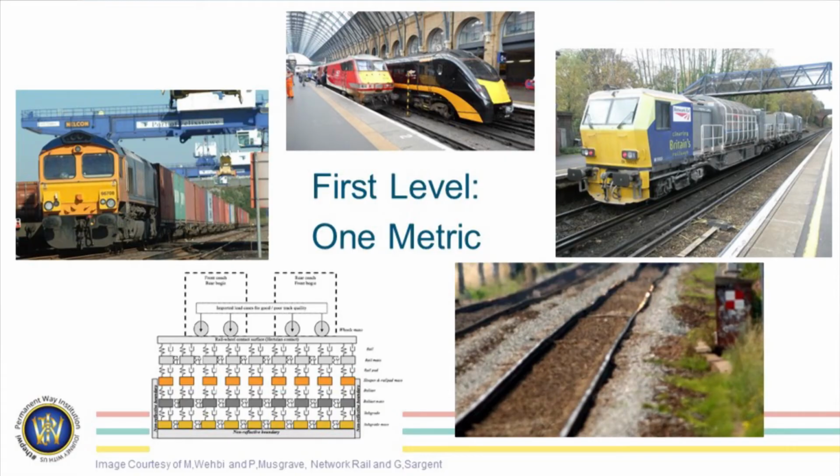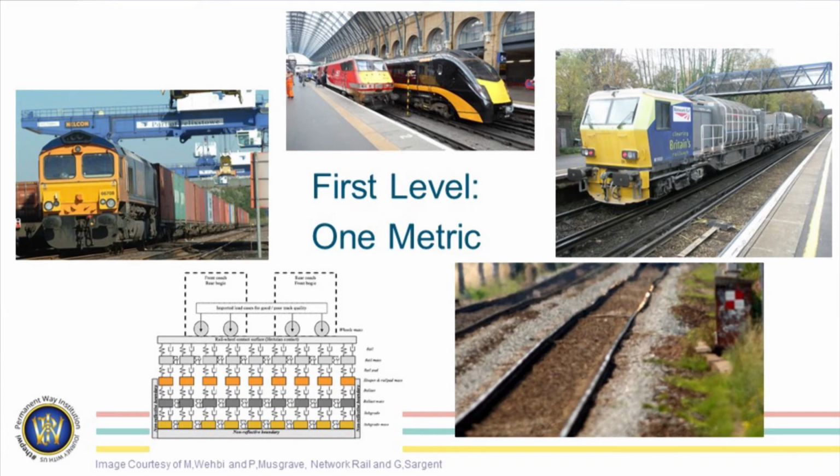So the first level of it is using one metric. One metric might be top, for example. You give it all your variables, so your different types of train, your velocity, how your track's responding, all of these things. This is quite simple in comparison to other forms.